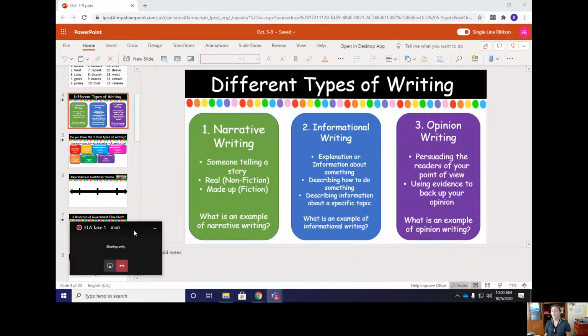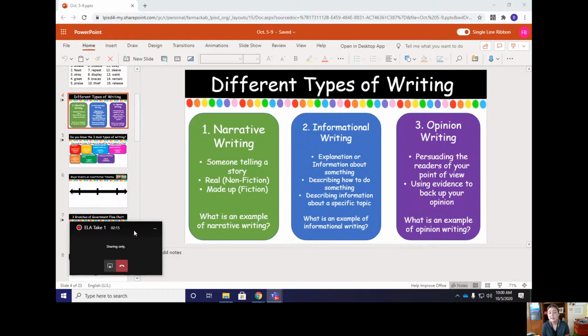What we went over in class is we went over each one by one, and we thought of examples for them. So the first one is narrative writing. Narrative writing is when someone is telling a story. It can be real or made up. Real would be nonfiction, and made up meaning fiction. Some of the examples that we talked about in class was A Series of Unfortunate Events, which some of you might be reading with Miss Miller right now, or maybe not.